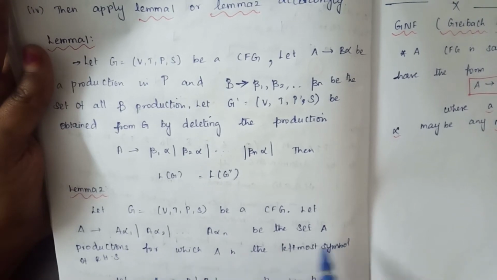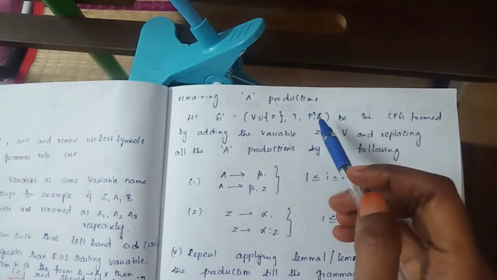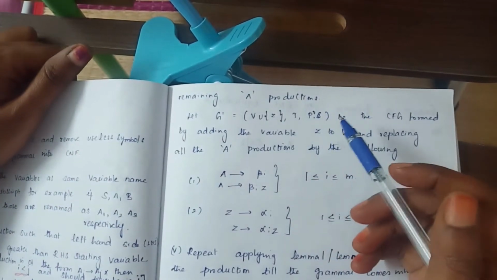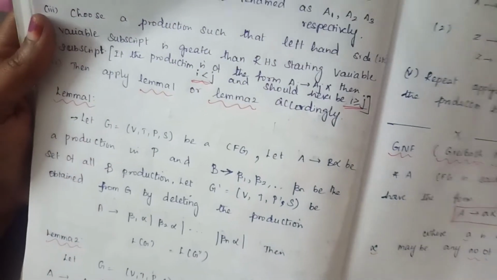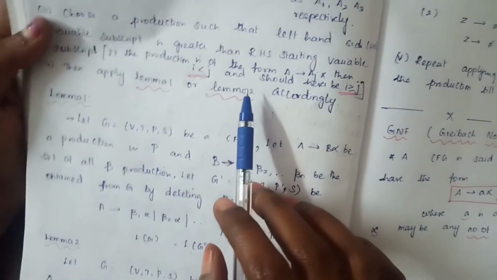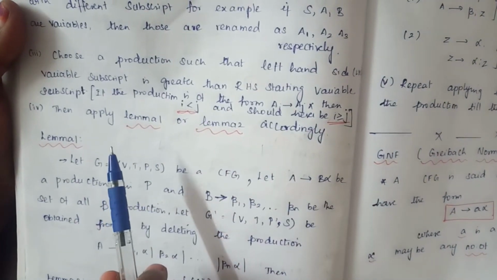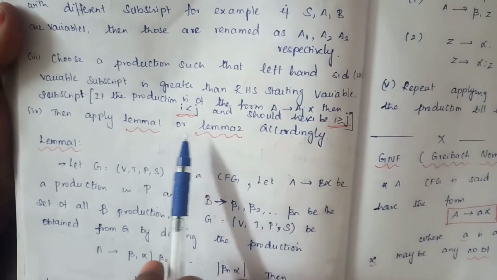So for this, you have to choose A tends to beta 1, beta 2 up to beta n, the remaining A dash productions. We'll see this when we come to the problem, it will be very clear. Before applying lemma 1 or lemma 2, we have to choose which production to use first, which production you have to choose for applying lemma 1 or lemma 2.